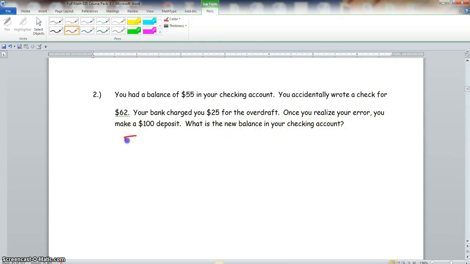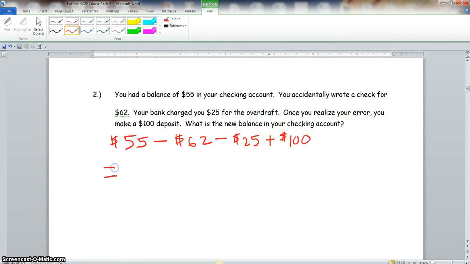So we can write this out. You started off with $55. You wrote a check, so that's going to take money from your account. You wrote a check for $62, so it's minus $62, and the bank charged you $25 for the overdraft. So you will subtract another $25. And then it says once you realize your error, you make a $100 deposit. So whenever you make a deposit, that's an addition for you. So you would add $100.